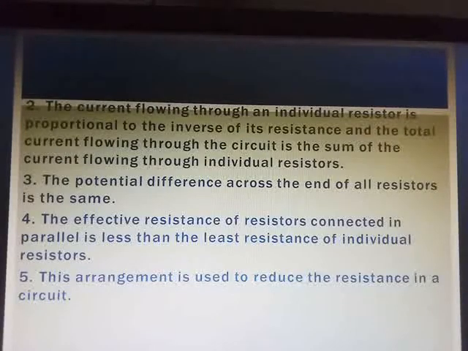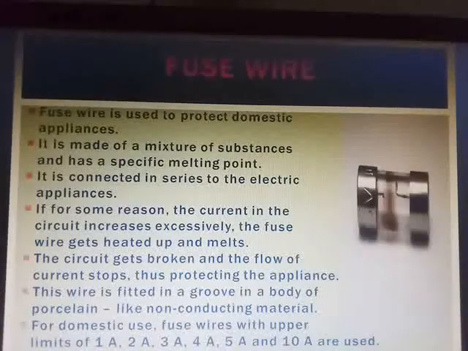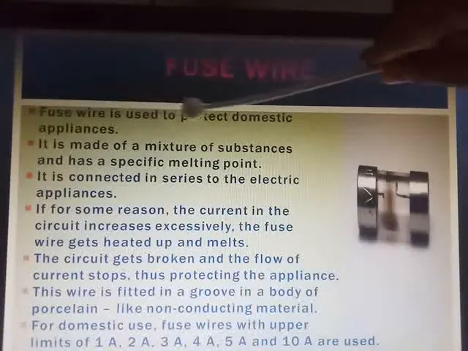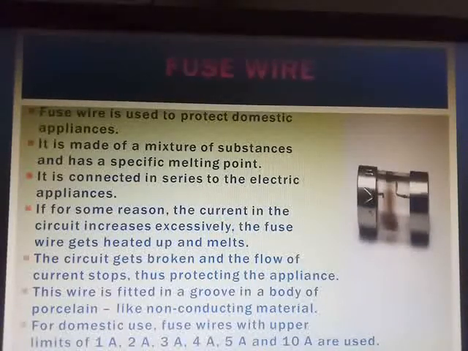And with this we revise our last topic for this chapter, that is a fuse wire. All of you know what is the use of a fuse. What is a fuse? It is a safety device which is used to prevent all your electrical appliances from getting damaged by restricting the excess amount of current flowing through the circuit. So we derive here that fuse wire is used to protect our domestic appliances, and hence in every house you can see a fuse is there.